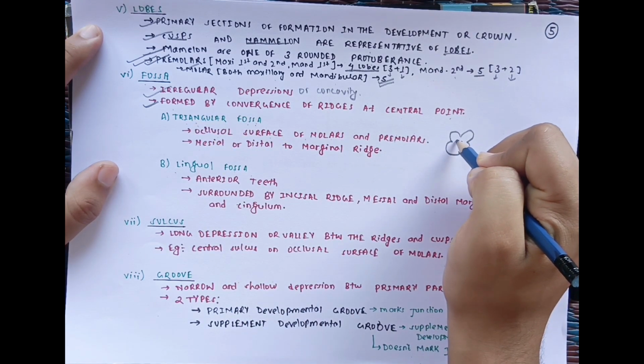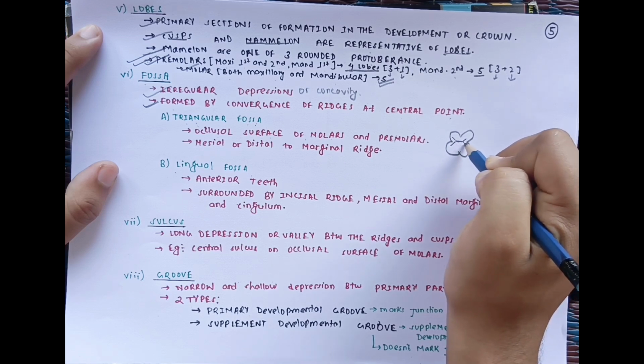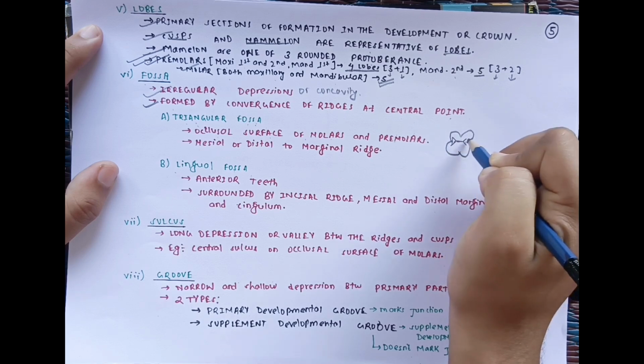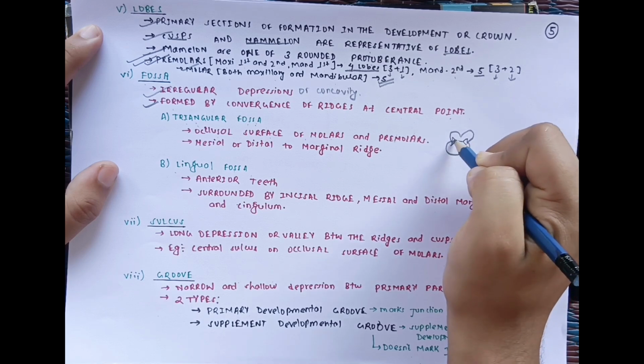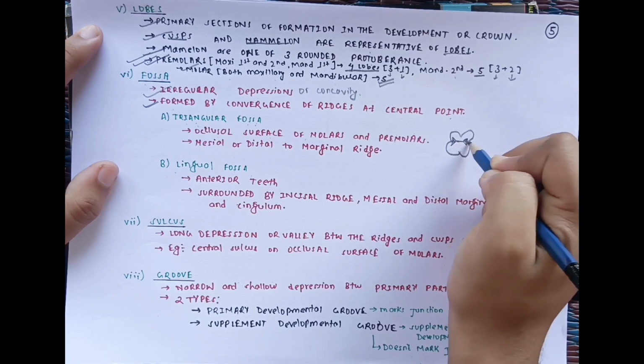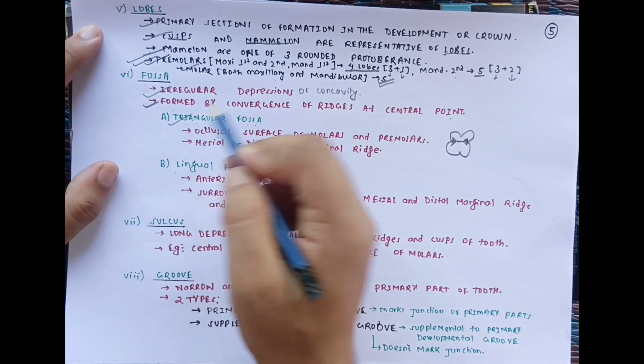So the developmental groove runs like this, and similarly runs like this. At this point we can feel a fossa is formed. So at this point there is formation of the fossa, and that is triangular in shape, so we call them triangular fossa.